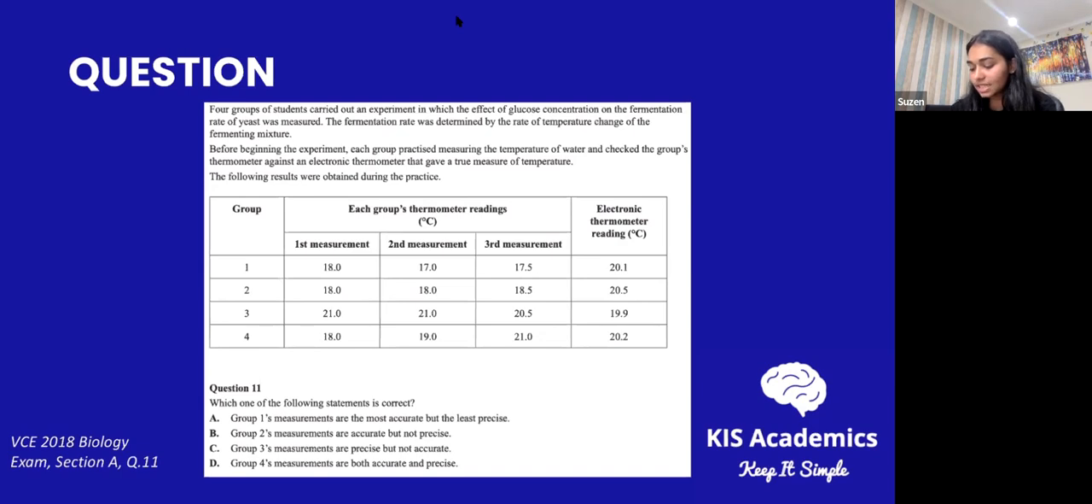Option A says group one's measurements are most accurate but least precise. We can't say that, we're not fully sure about that, because we don't know what the experimental values are. Okay, option B, group two's measurements are accurate.